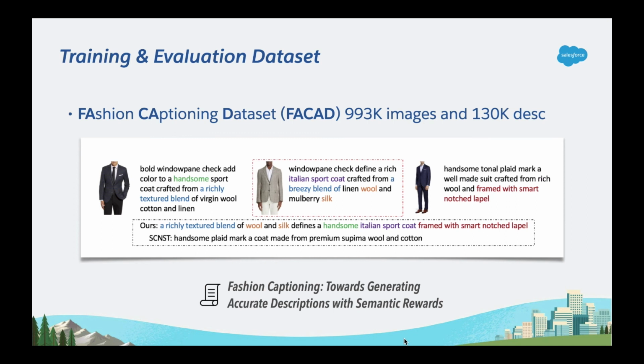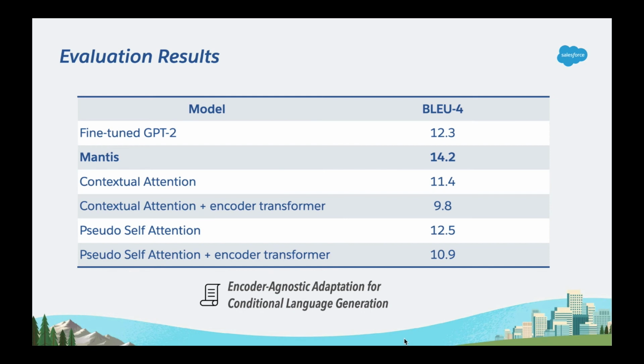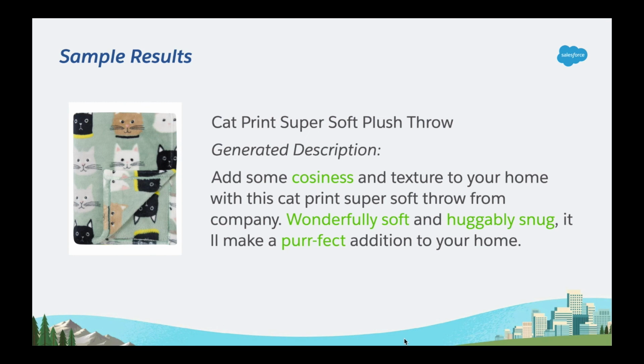We tested the model on the Fashion Gen dataset, which was recently released in the accompanying paper, Fashion Captioning: Towards Generating Accurate Descriptions with Semantic Rewards. And our model had higher BLEU scores on the holdouts than the other standard approaches that you can use. Here are some sample results.